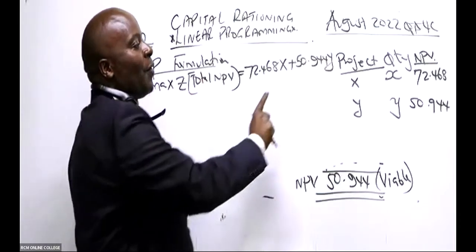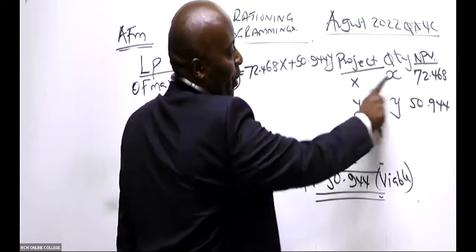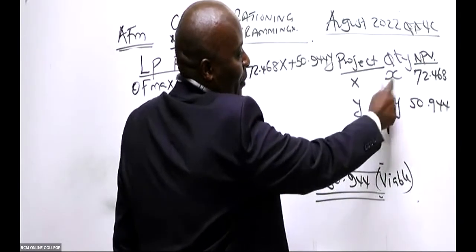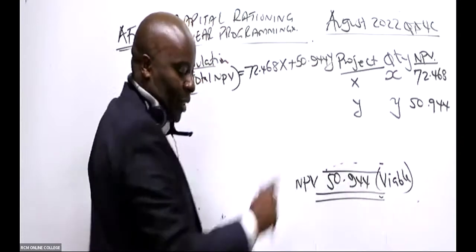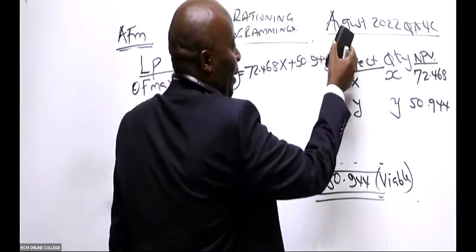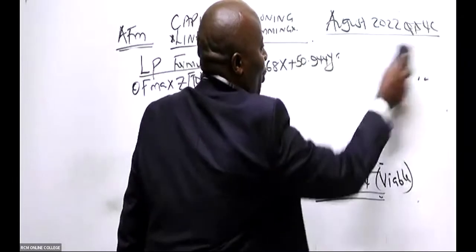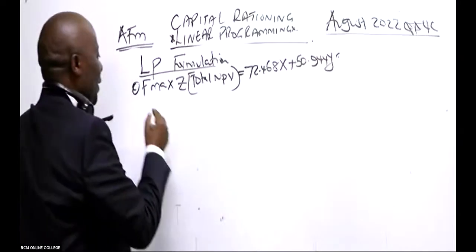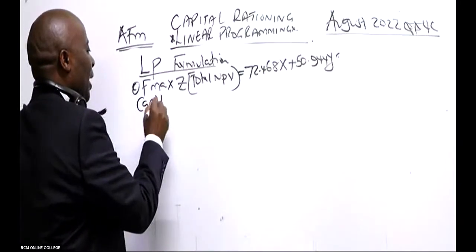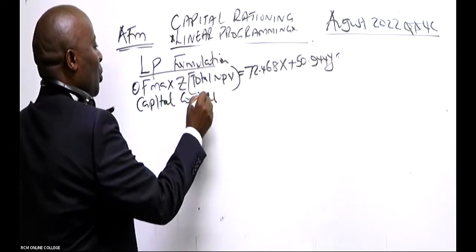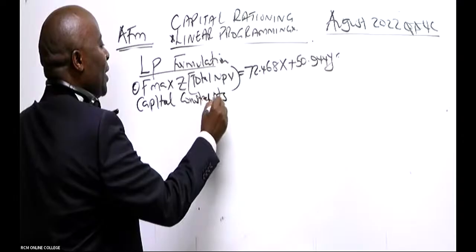If we invest fully in X, then we get this. But we are taking just a proportion. So we take this times this plus this times this. Now from there, you go ahead and they give us the capital constraints. There are three of them.